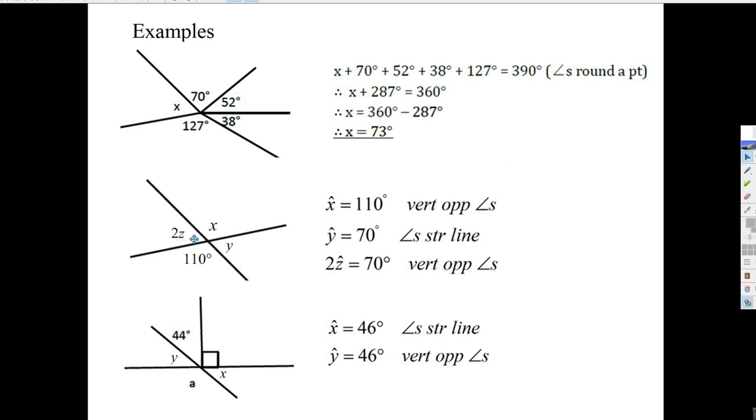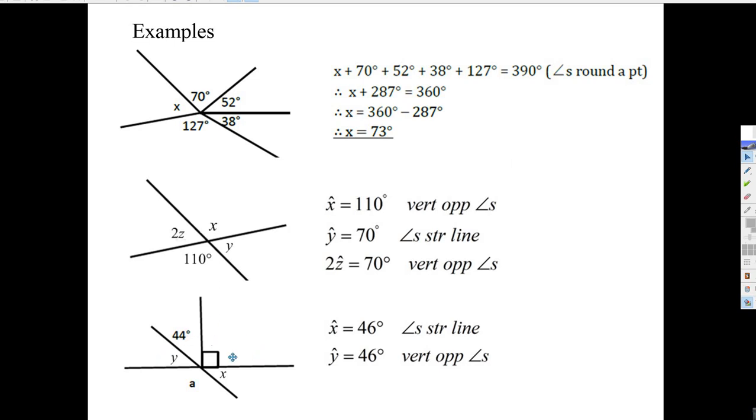Okay, what about here? Well, we're going to figure out X. We cross two lines. Those angles are equal, vertically opposite angles. Now, X and Y together make this straight line. So you go 180 minus 110, you get Y is 70 degrees. And these are vertically opposite, so 2Z equals 70, vertically opposite. I didn't finish the question. You have to divide both sides by 2 and get Z is equal to 35 degrees.